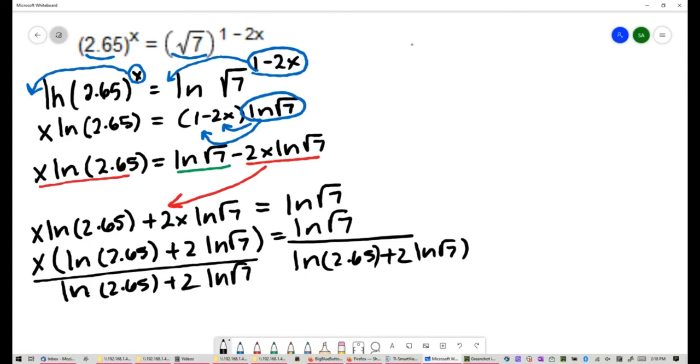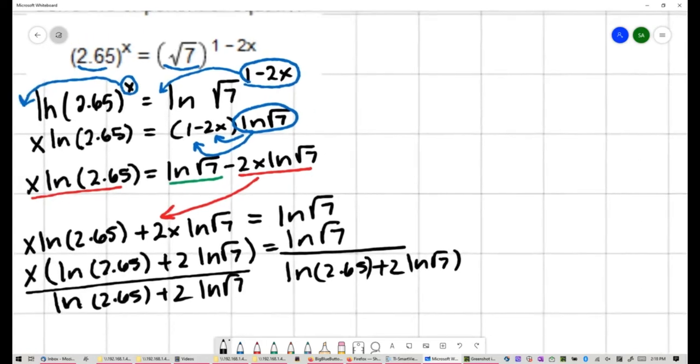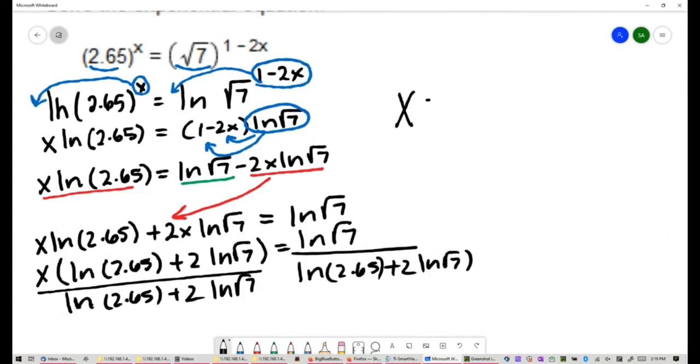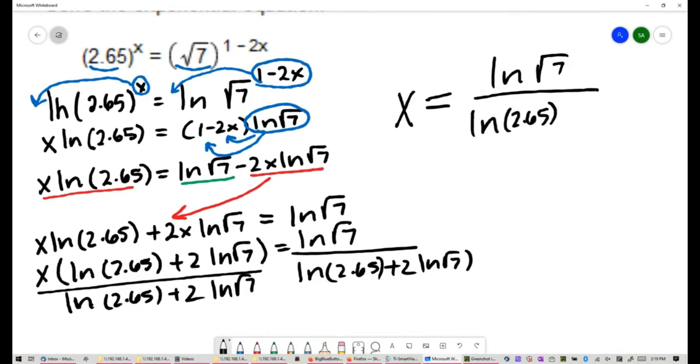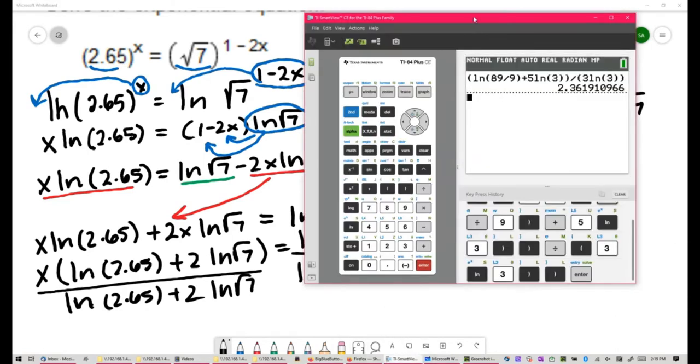And so we've got a solution. I'll write it over here. X equals natural log square root of 7 over natural log of 2.65 plus 2 natural log square root of 7. So this would be our exact solution to the equation. Let's pull up our calculator and get the approximate solution.